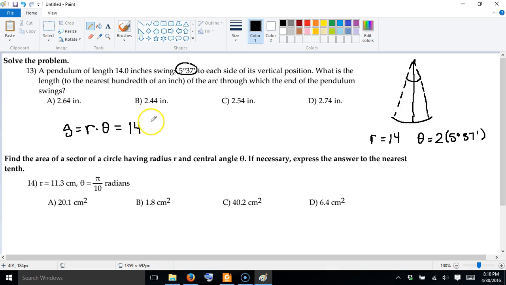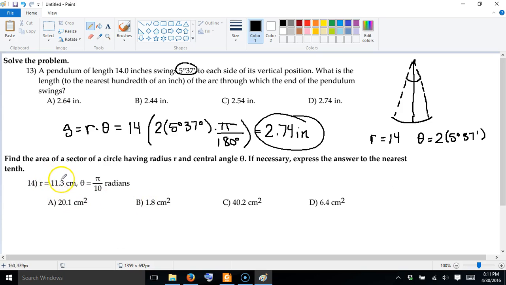So 14 in for R, and in for theta, I'm going to put 2 times my angle measurement, and to turn it into radians, I need to multiply it by pi over 180 degrees, and then plug that all the way into your calculator. And what you should get is something like approximately 2.74, and that is one of our answers. And this is in inches. And we are done.